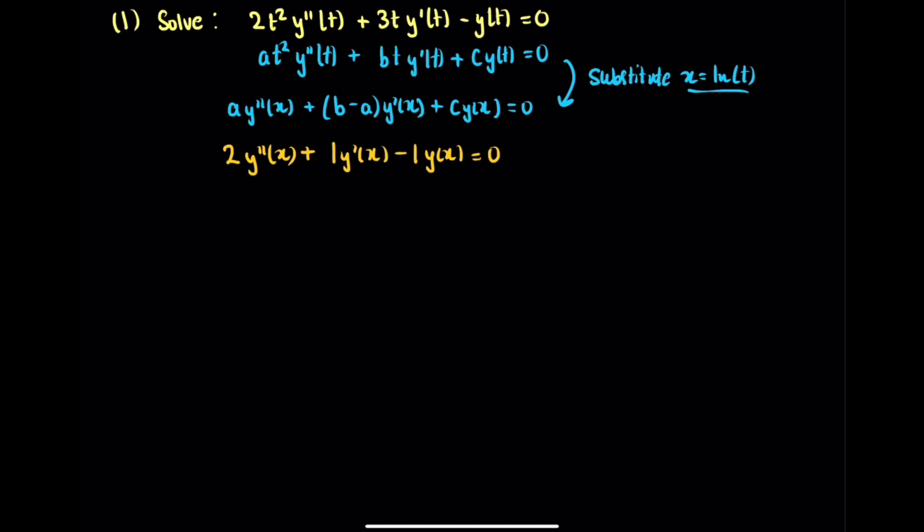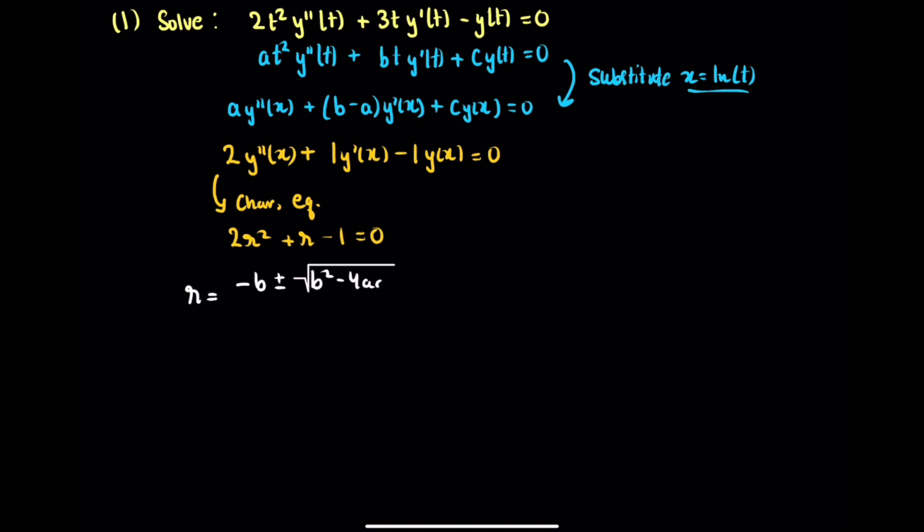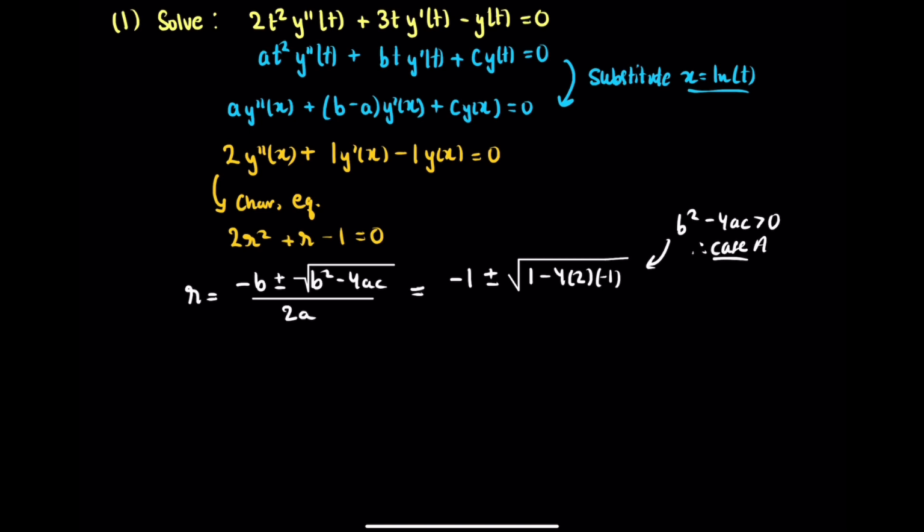And then we can put this into the characteristic equation, which is 2r squared plus r minus 1 equals 0. From here we can use the quadratic formula, which is r equals minus b plus or minus the square root of b squared minus 4ac, over 2a. That gives minus 1 plus or minus the square root of 1 minus 4 times negative 1. As you can see, this is case A because b squared minus 4ac is greater than 0. So we're going to have two real roots.